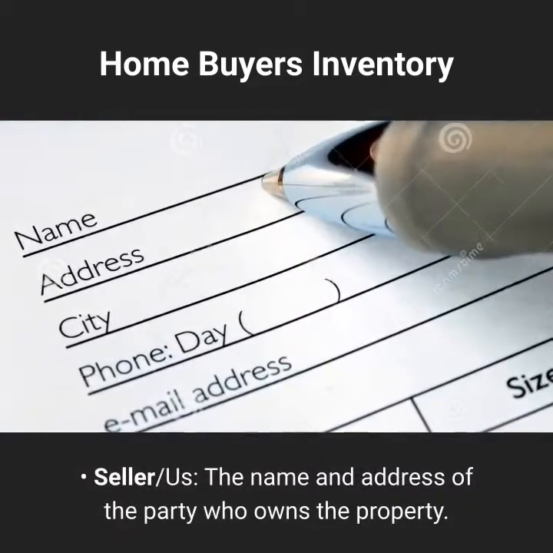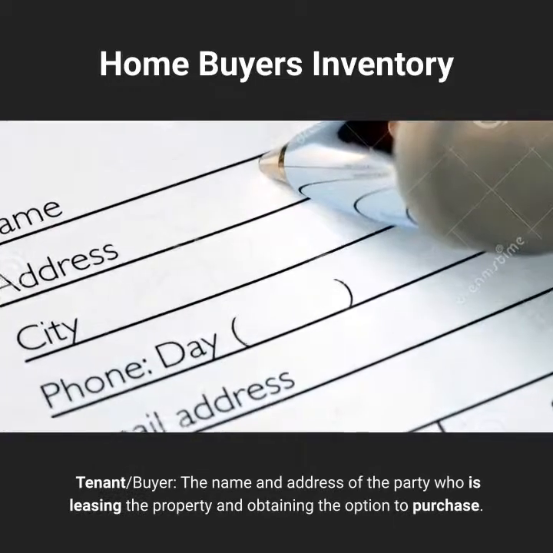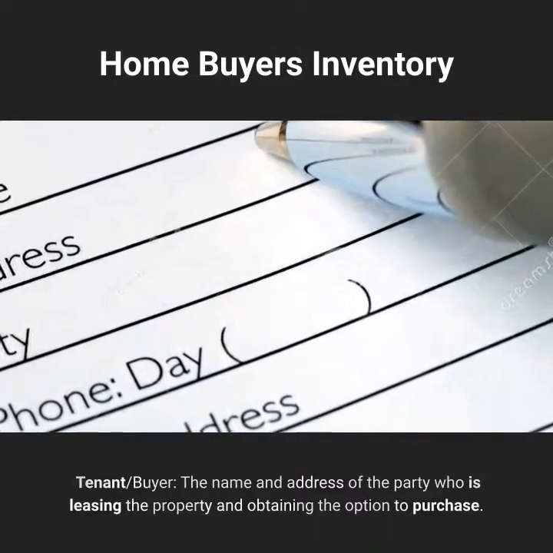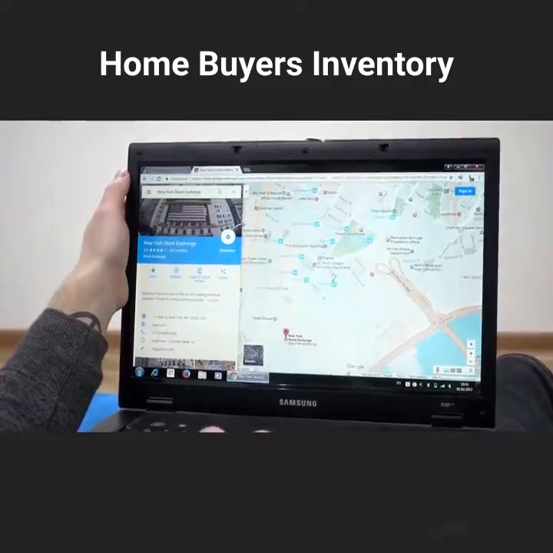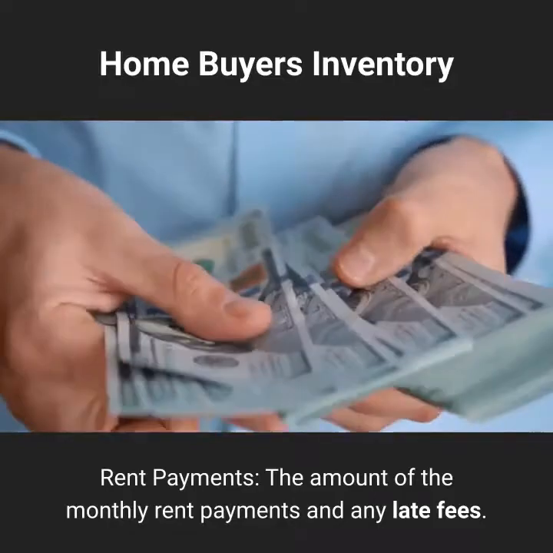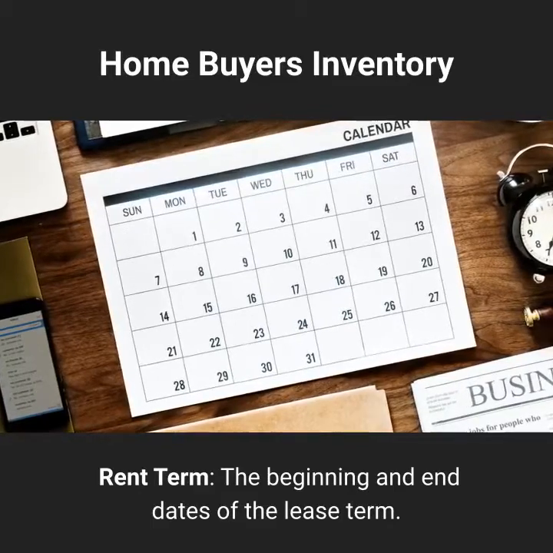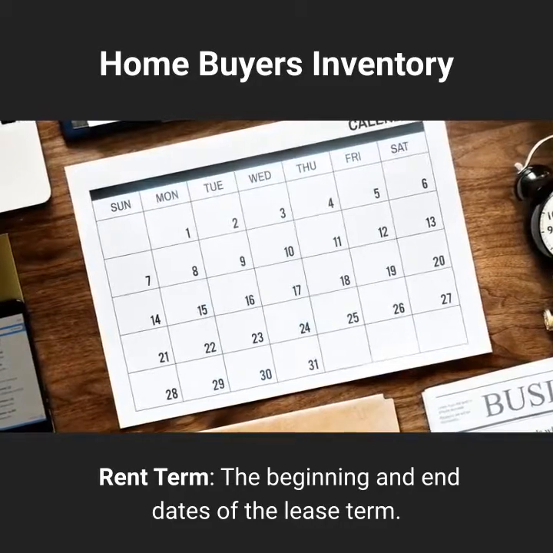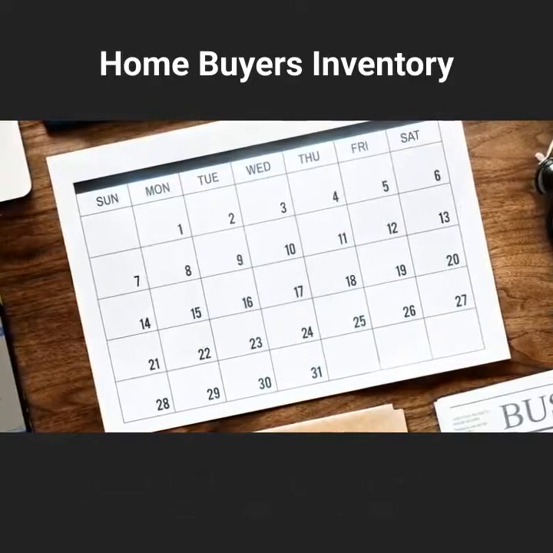Seller, who is us: the name and address of the party who owns the property. The tenant buyer: the name and address of the party who is leasing the property and obtaining the option to purchase. The property: the address and the legal description of the property. Rent payments: the amount of the monthly rent payments and any late fees. Your rent term is the beginning and the end dates of the lease term. So that's the rental agreement and the rental terms, right? You start renting on this date and your lease ends on this date.